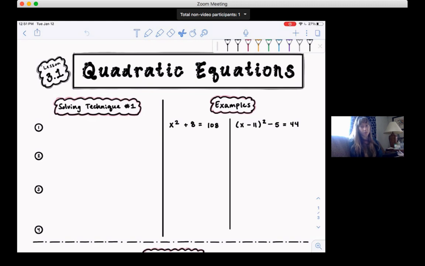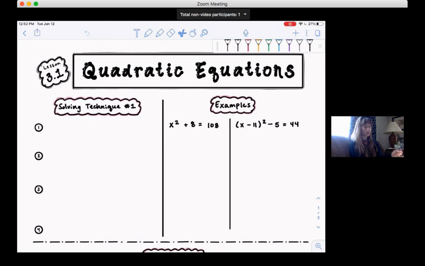Hi guys, welcome to lesson 3.1 on quadratic equations. So this whole unit is on solving quadratic equations. And for our first lesson, we're going to learn our first technique. We're going to learn like 3 different techniques for solving quadratic equations, and then we're going to learn about quadratic equations that have non-real solutions. So we're going to learn about a new type of number, but we're not doing that yet.